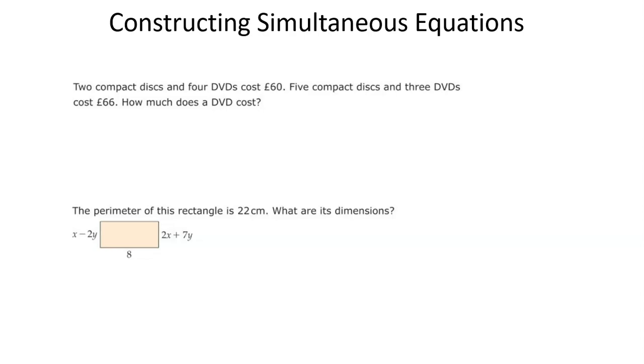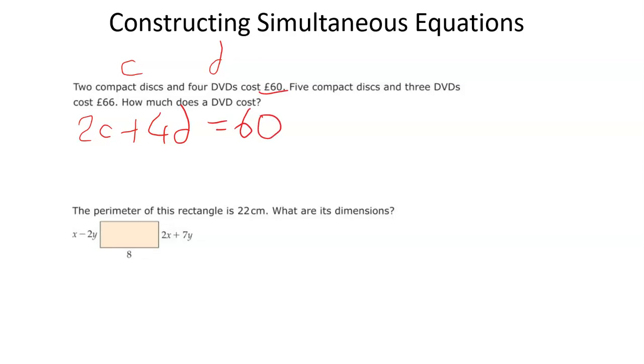2 compact discs and 4 DVDs cost £60. Well, that is an equation right there. If we put C as the cost of a compact disc, assuming that compact discs and DVDs cost the same, of course, which might not be the case, but we'll say it is, and we'll say that D is the cost of a DVD, then 2 lots of the cost of a compact disc plus 4 lots of the cost of a DVD tells us that that adds up to £60.